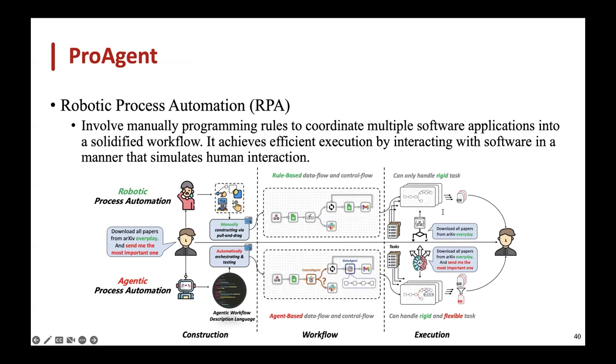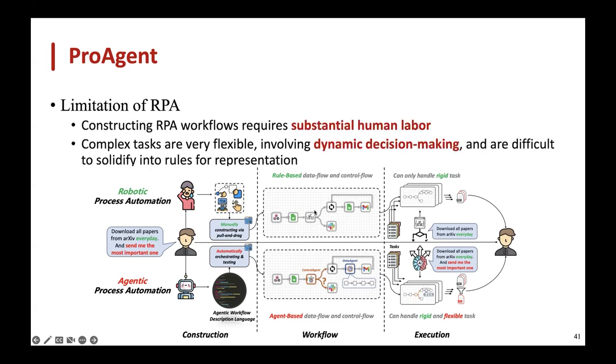Another example is robotic process automation. The RPA automates a process by turning manually crafted rules into a solidified workflow for efficient execution. However, despite its strengths, RPA merely offloads simple and mechanical human labor, while processes that require human intelligence still necessitate human labor.